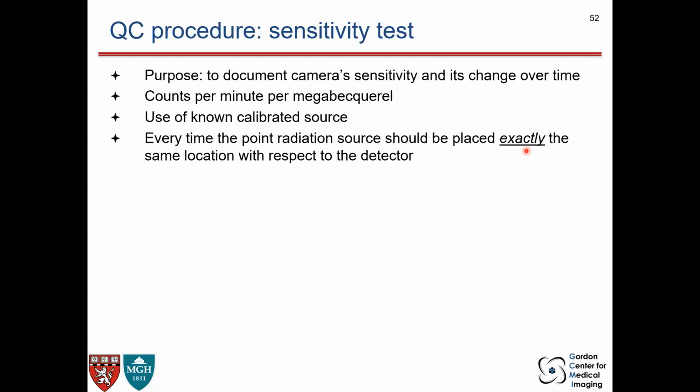And obviously, the geometrical location of the source is very important. That's why what they typically have is a source holder by design, and they place the source exactly in the same location with respect to the detector every time, over and over.